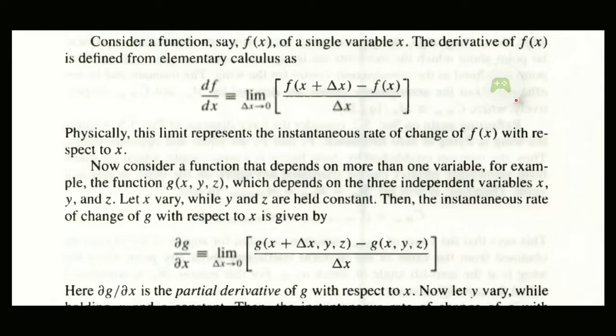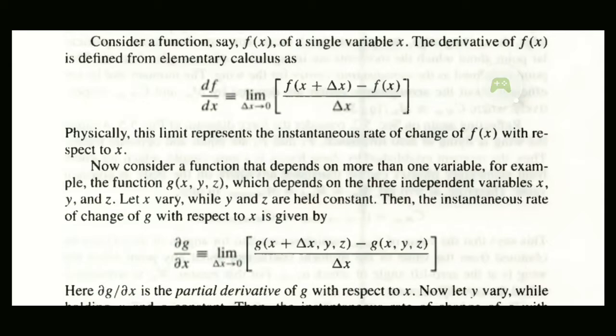f of x is here a single variable function of x, which means it only depends upon one independent variable, that is x, which is responsible for the variation of f of x. So any change in x will bring a change in f of x, and it is defined mathematically as df by dx, which is equivalent to the limit of delta x tends to 0 of f of x plus delta x minus f of x, by delta x. You might have learned in your elementary classes that it is generally represented as the slope of a curve, so you can remember it that way as well.